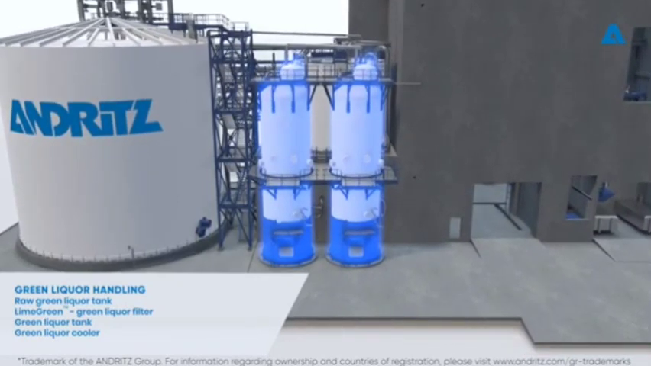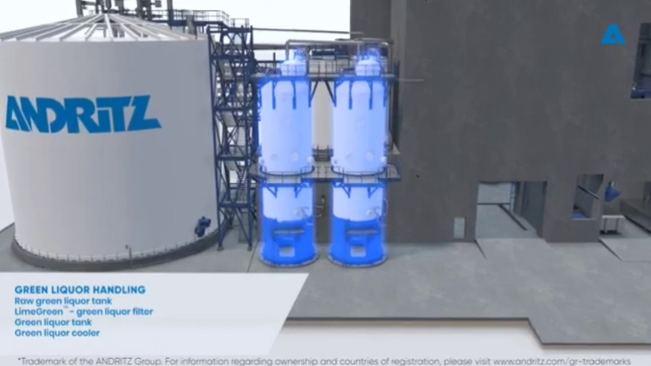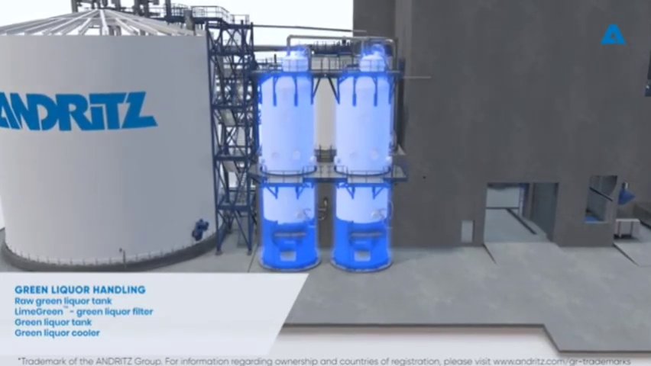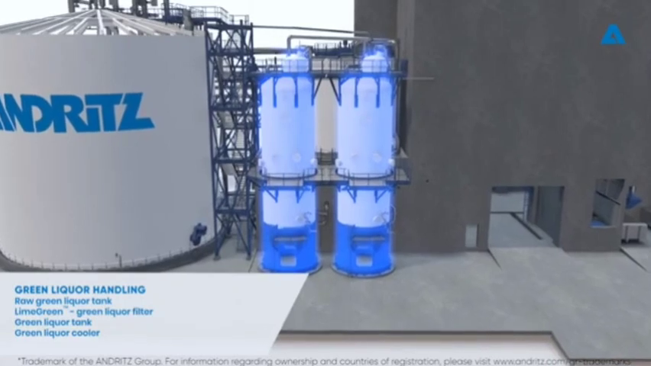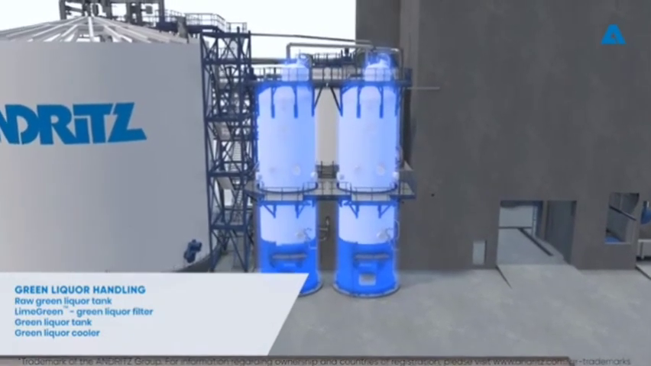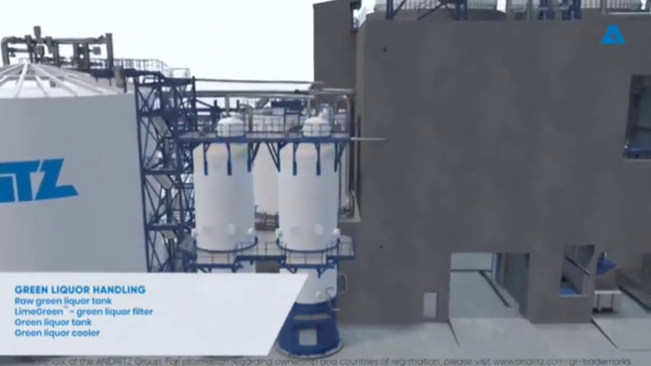The capacity of the green liquor filter is controlled by the pressure difference across the filtering surface. Clean, filtrated green liquor is sent to the green liquor tank. Concentrated dregs are discharged periodically from the filter.